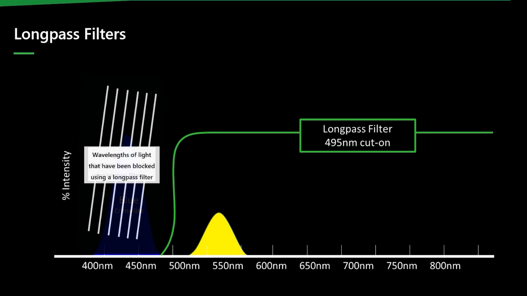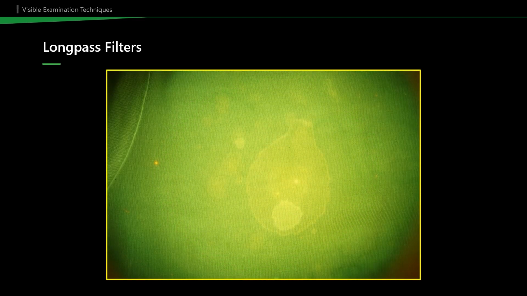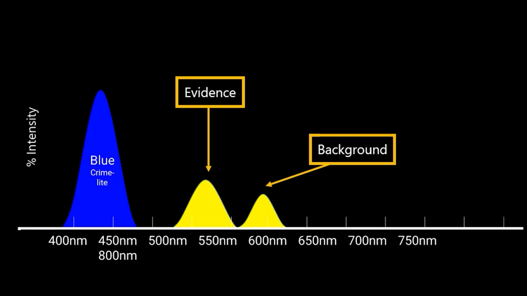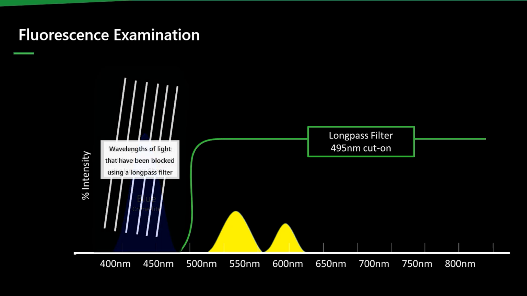We can either use a long pass filter. This is the general type of filter that we use for fluorescence. Generally what we want to do is block out all of the light that we're using to illuminate and allow all of the longer wavelengths to pass through. That is exactly what a long pass filter will do. It will allow all of the longer wavelengths of light to pass through it, and hopefully that means that we'll be able to see fluorescent emissions coming from the evidence.